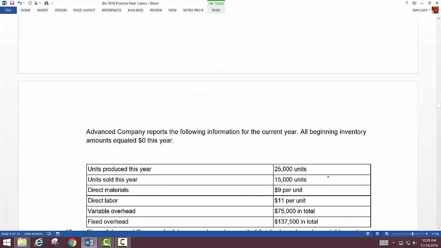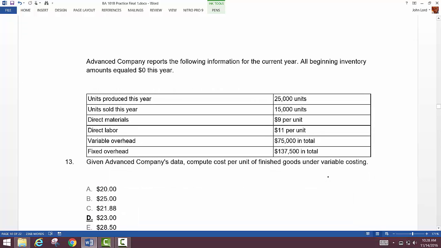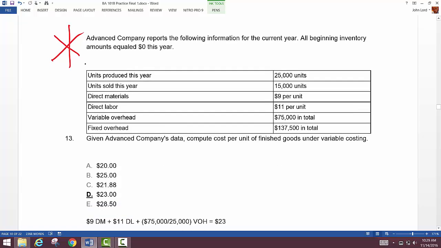Okay, good. Advanced company. I'd pay particular attention to this round of questions because I looked at your final, and I think they asked one of these about this advanced company. I picked up the whole slew of questions where they asked a series of questions, but one of these is one of the ones that you're going to see on your exam.